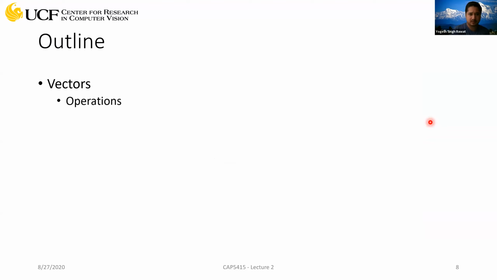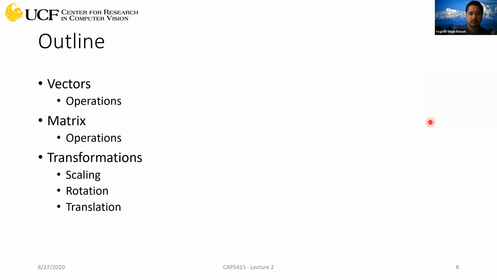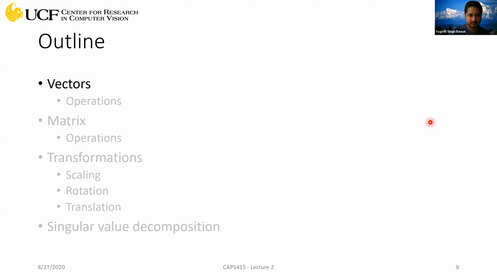So let me walk you through the brief outline, the topics which we are going to cover. We'll talk about vectors, matrices. We'll talk about transformations which can be done on these vectors using the matrix. And finally, we'll briefly cover this topic, singular value decomposition.